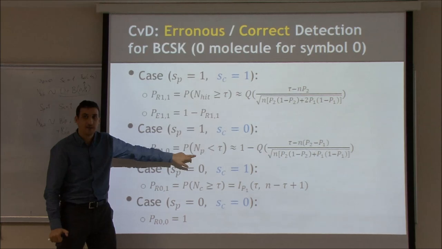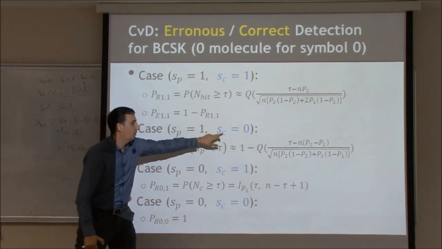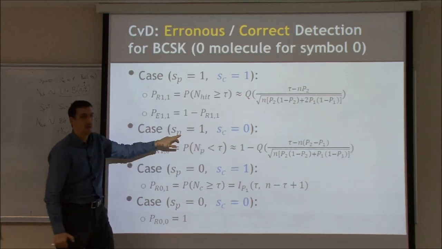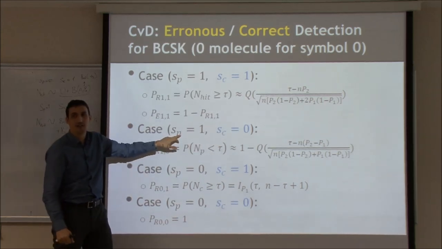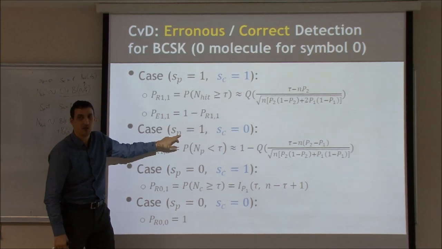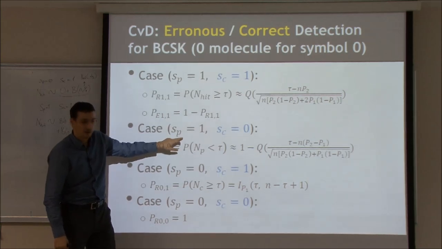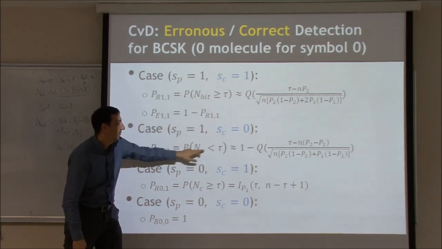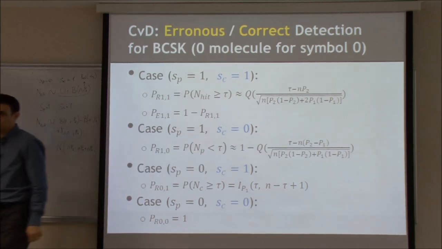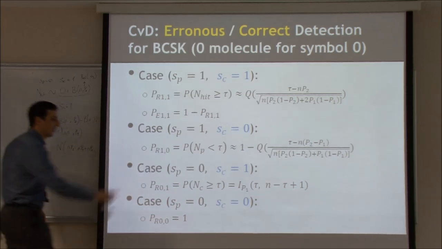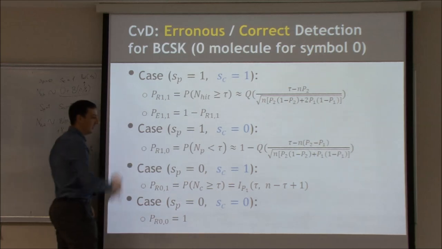Why? Because we sent zero for the current symbol, just the remaining molecules from the previous symbols are remaining, okay? So it must be less than threshold. This is the correct reception probability for this case.